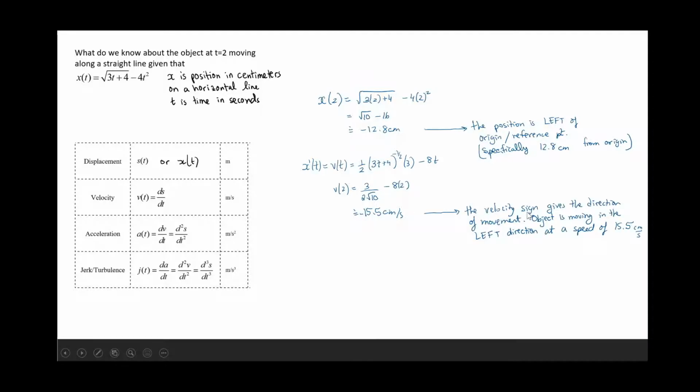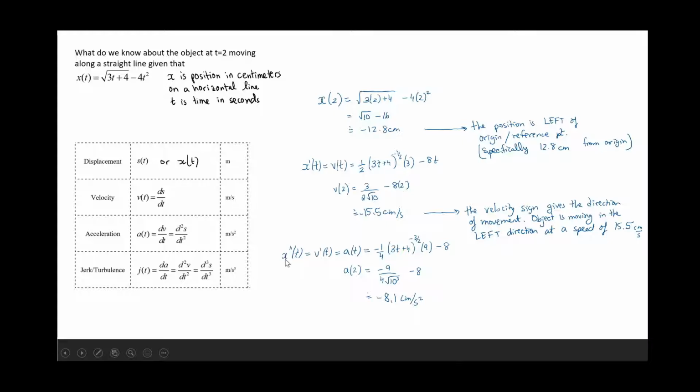The velocity sign gives us the direction of movement. The object is moving to the left because this is a negative value. And the speed without the direction is just 15.5. So the negative gives you the direction, and this number gives you the magnitude.